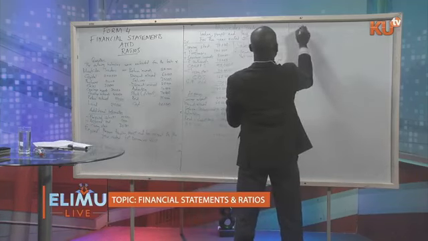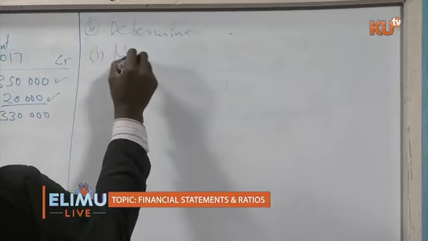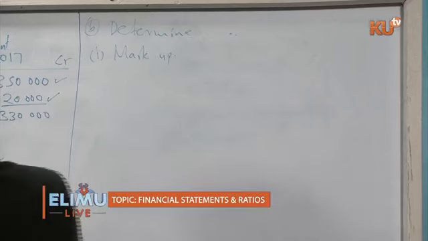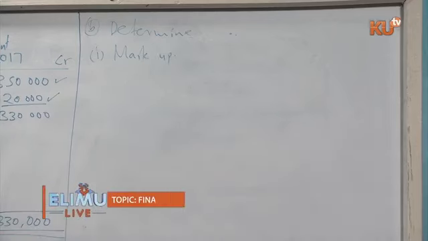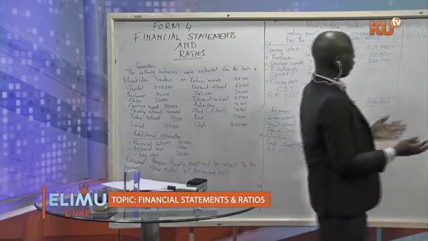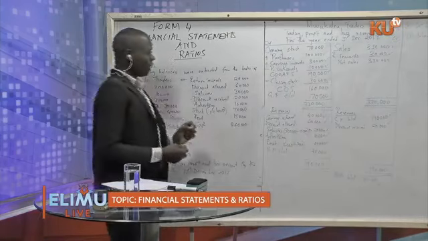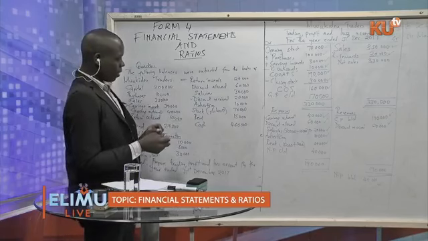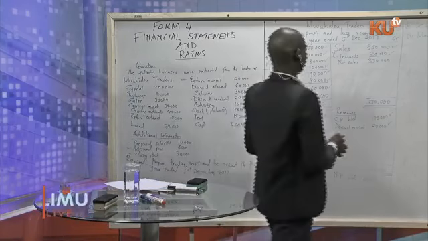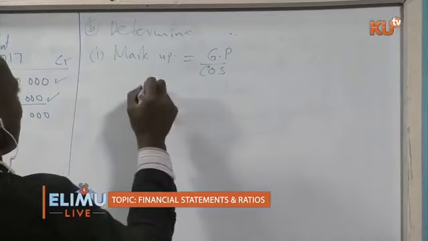Let's say part B, determine. The first one is markup. Determine markup. We want to use this information to calculate these ratios. Now, we said that markup is simply a ratio of gross profit against the cost of sale. So we need to ascertain now from the figures we have, the gross profit is 170. So I will take 170, this gross profit, over cost of sale.